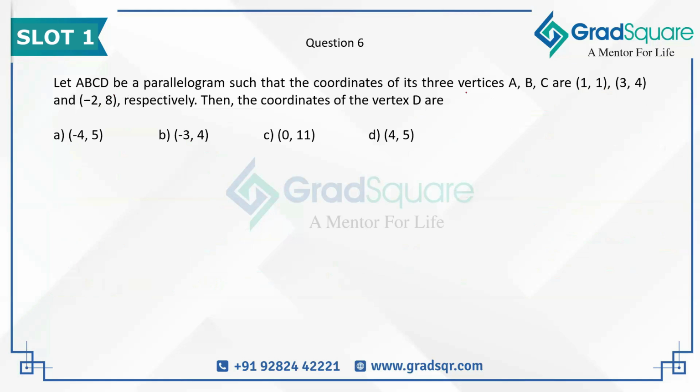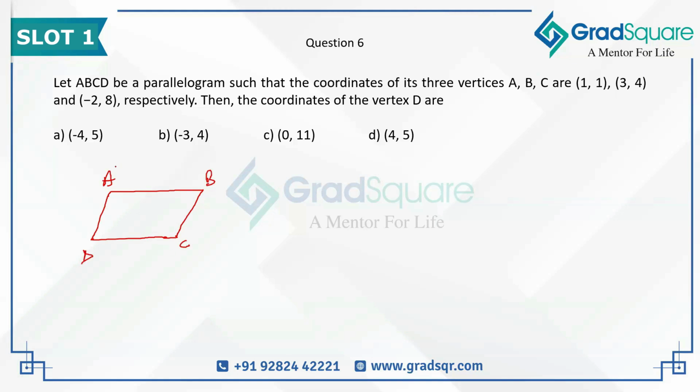ABCD is a parallelogram such that the coordinates of its three vertices are given to you, which are A, B, and C respectively. Then the coordinates of the vertex D is what? Now understand that if I have to form a parallelogram, it is typically written in the cyclic order, either in the clockwise direction or in the anti-clockwise direction. So I'm taking A, B, C, D as these points that you are talking about.